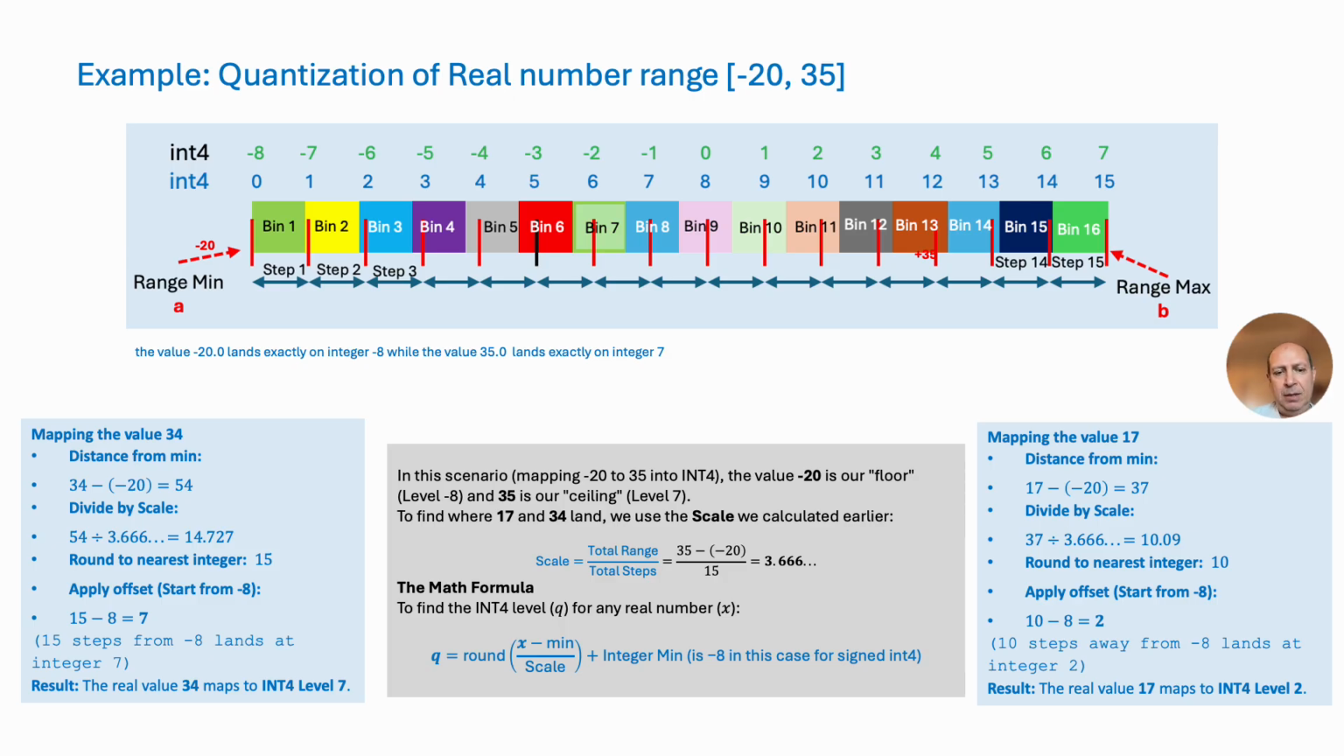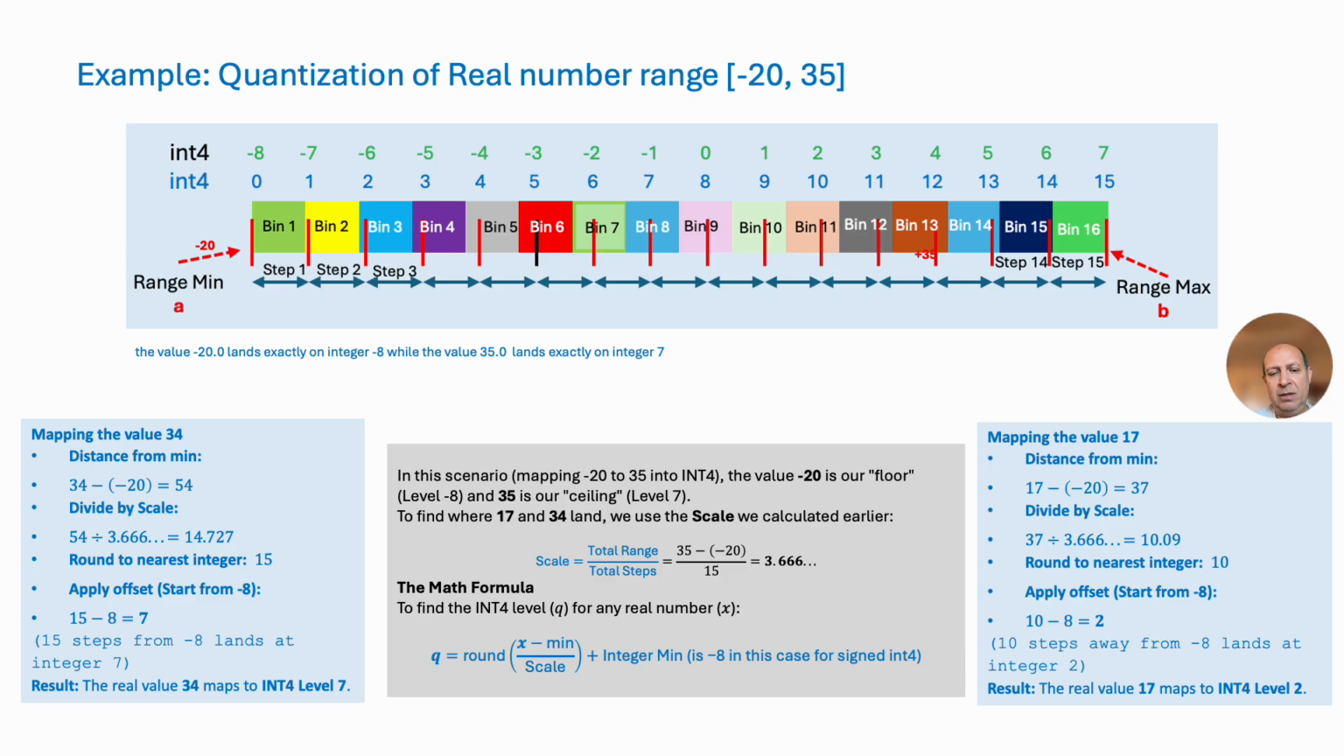So let's do the calculation here. Let us calculate the scale first. So the scale is the total range. The total range here is the width of the interval. So it's 35 minus -20, or 35 plus 20. So it is 55, and we divide that by 15 steps. We end up with the scale equal to 3.666.